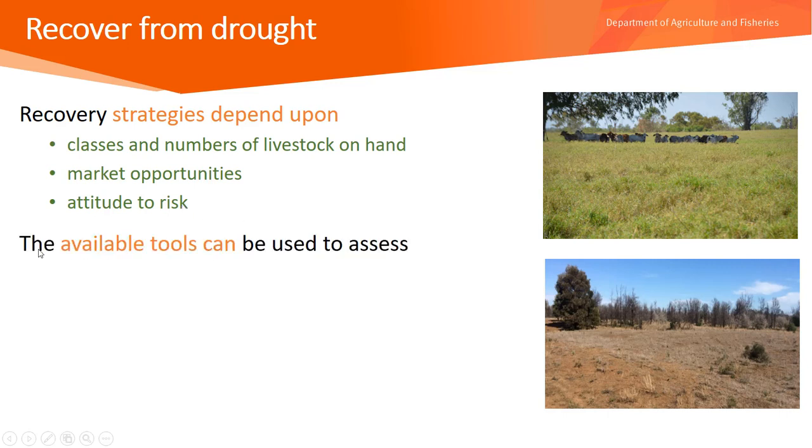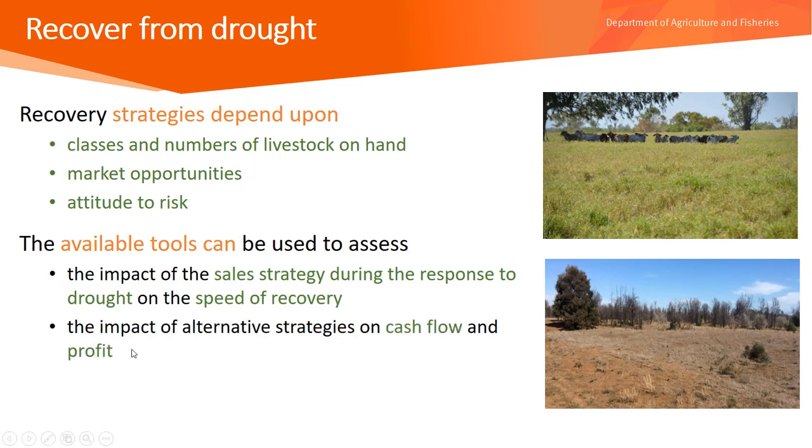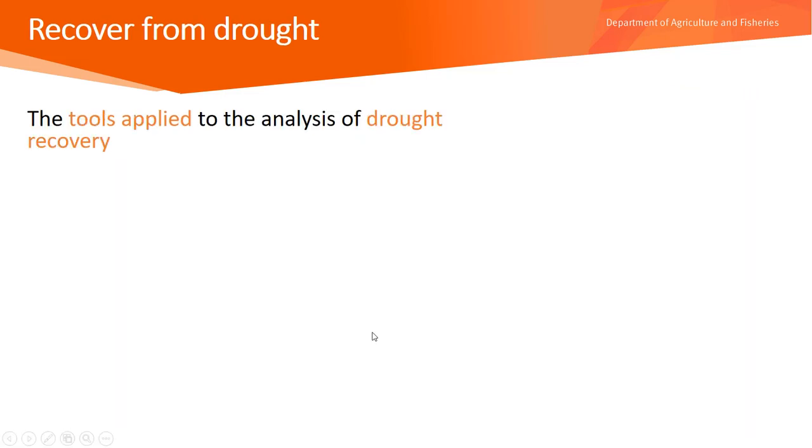Now, the available tools that we've been using all the way through these webinars or presentations can be used to assess the impact of the sales strategy during the response to drought on the speed of recovery. Now, we looked at that in the previous presentation, the impact of alternative strategies on cash flow and profit, and the impact on long-term viability and resilience of a decision to maximise returns in the short term. Now, we're going to be looking at aspects of those alternative ways of looking at things, alternative assessment processes in this presentation.